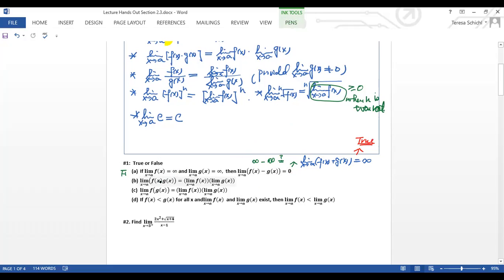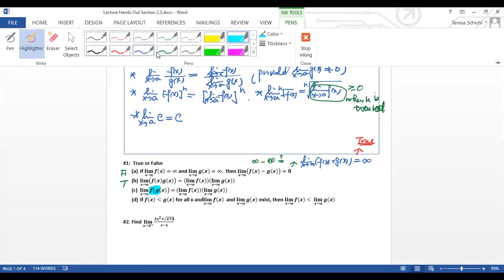Okay, then the next one. It says the limit of two functions multiplied is the product of the limits, true or false. It's one of the limit laws, so it's true. Now, the limit as x approaches a of f of g of x is equal to the limit of f of x and the limit of g of x, true or false? This is false, because this is a composed function, right? So this is a composed function.